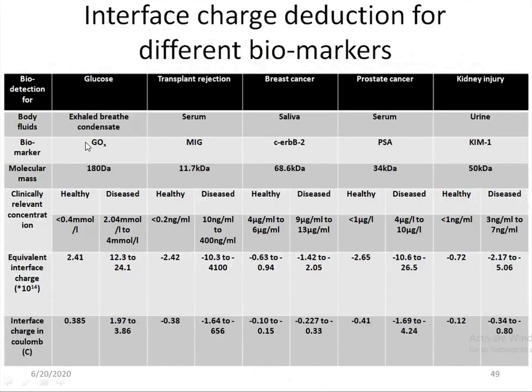For glucose oxidase enzyme, it is found that in the case of a healthy person, it is 0.4 millimole per liter in the exhaled breath condensate. This can increase to about 2.04 to 4 millimole per liter when the person is affected by diabetes. Similarly, I have found out the levels for different diseases and different biomarker concentrations. Then I evaluated the effective charges and found out the interface charges.